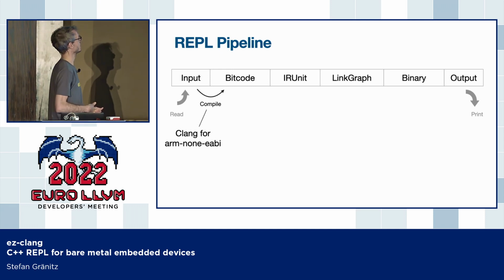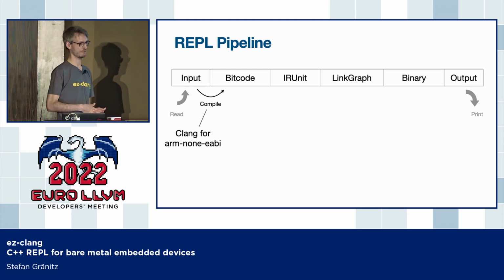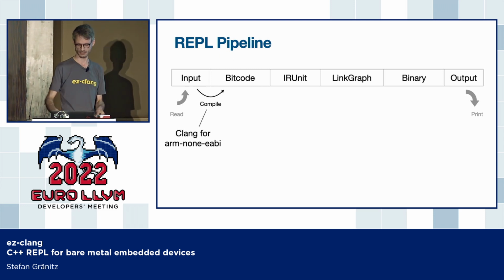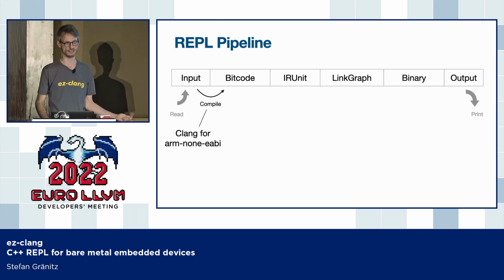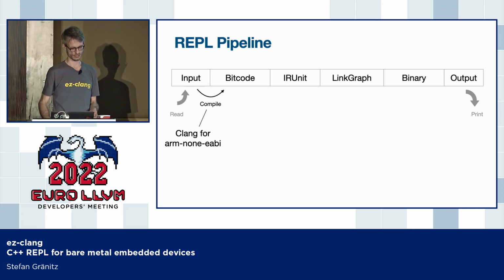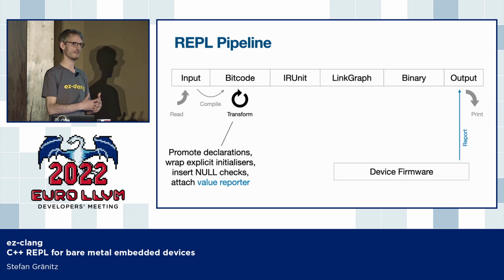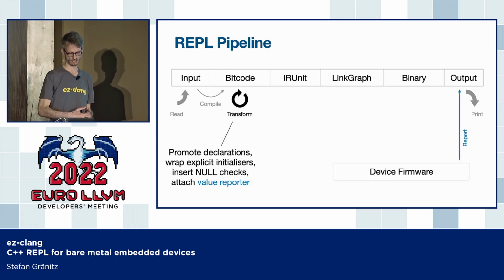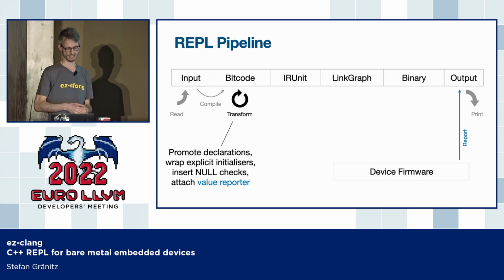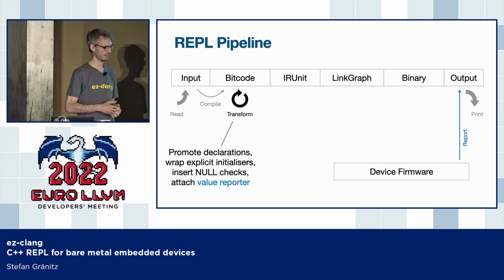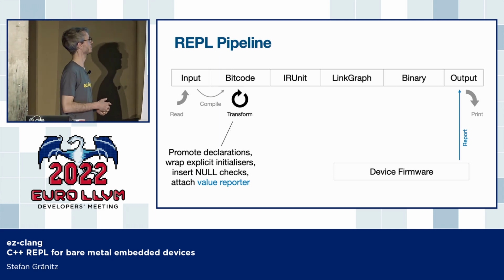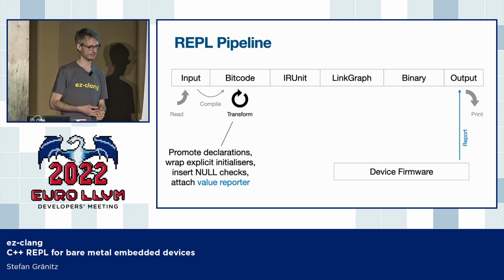First of all, we compile the input C++ into bitcode using Clang. Here we need device-specific headers and flags and definitions, and we're targeting ARM non-EABI. Clang is embedded into the binary. So this is the way that Cling also works. Once we have the bitcode, we do a number of transformations on that, like promoting declarations to global scope.